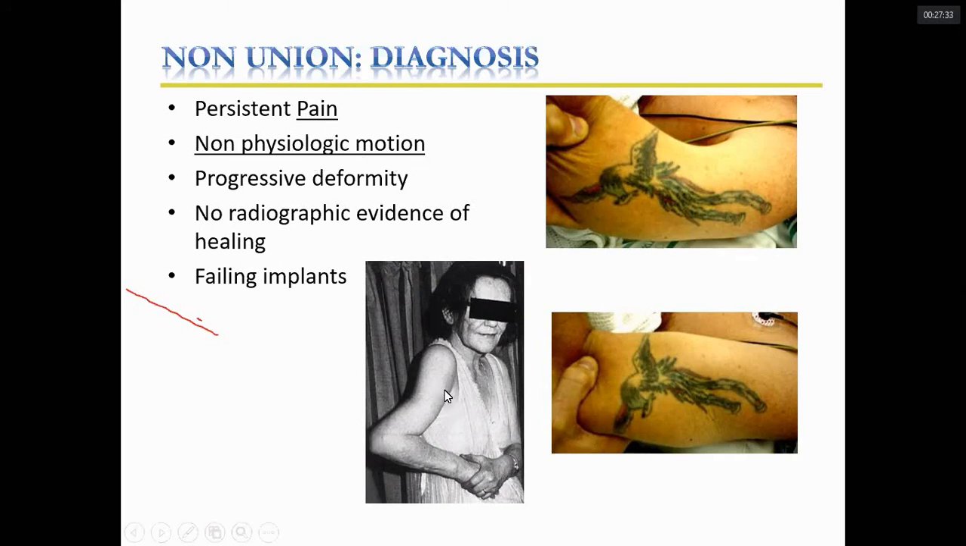Persistent pain, non-physiologic motion. Do you expect any motion at the arm? No. There is motion at the shoulder joint, there is motion at the elbow joint. If there is some amount of motion at the arm, it is abnormal. So non-physiological motion, progressive deformity. And in X-rays, we see that the implant is failing or there is no evidence of healing.